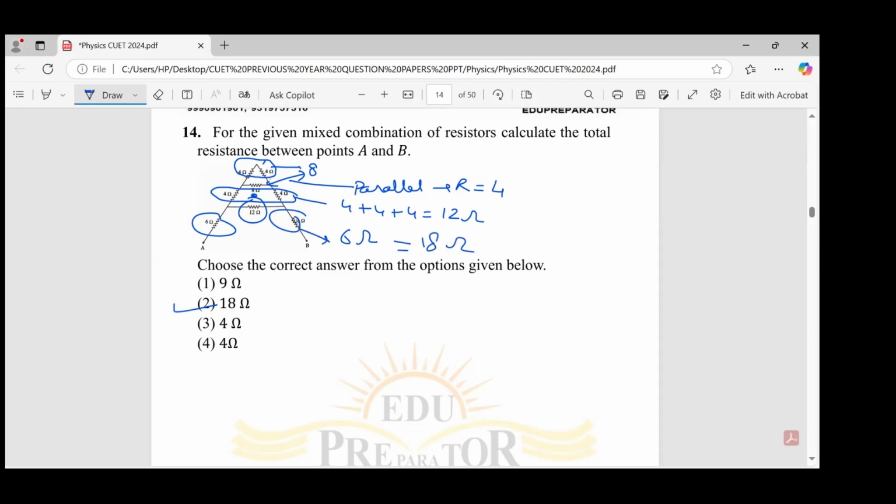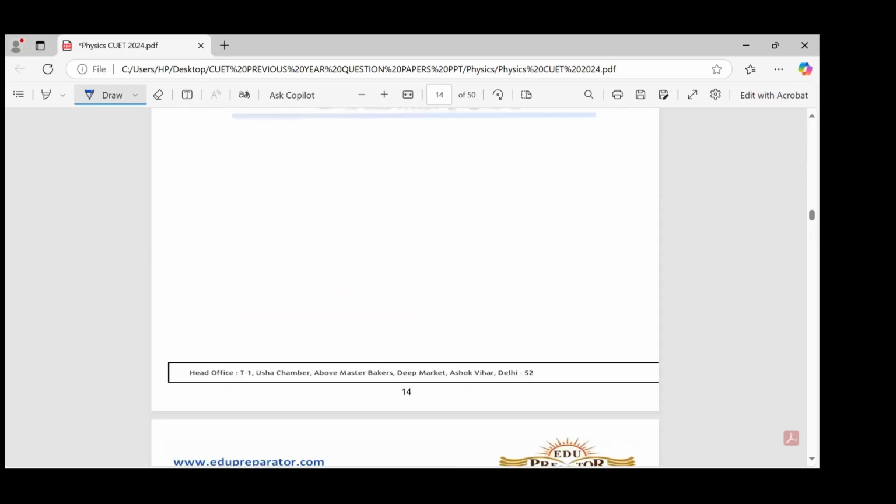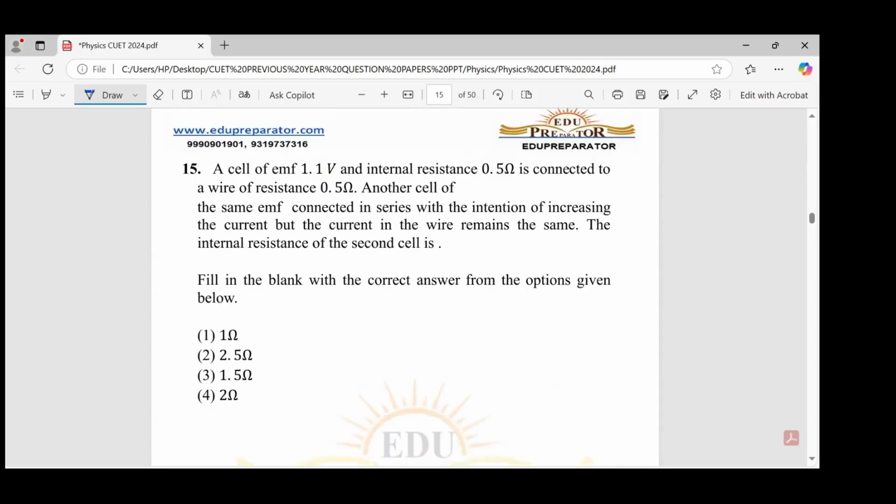So please try to solve the questions in a minimum time. Just look at the question and you'll be finding these types of questions. The series will add and parallel will reduce a value to half if there are two resistances, right? So we have done this 14th question also. Let us move to the 15th question.